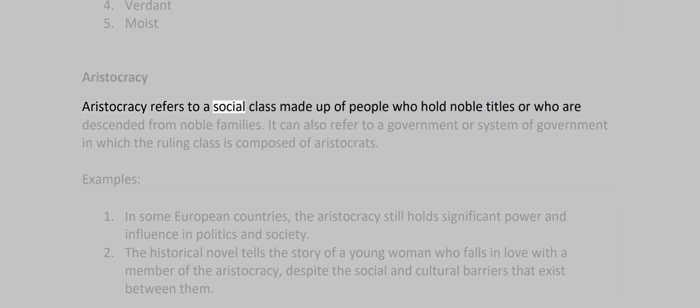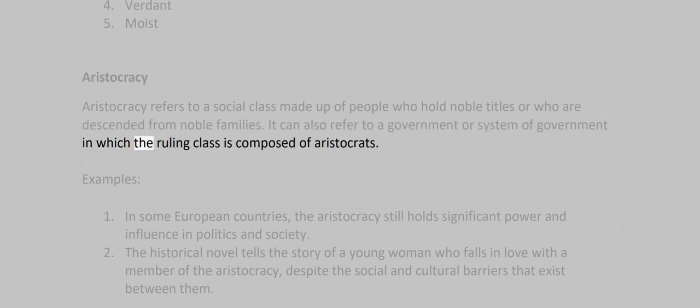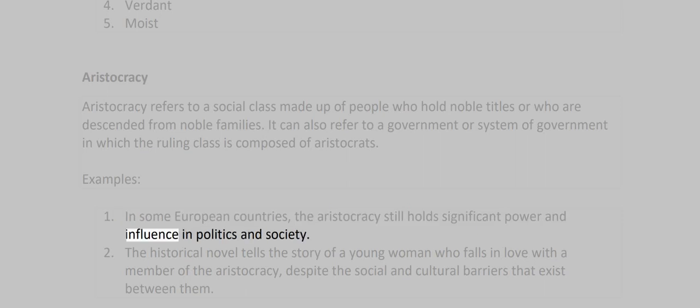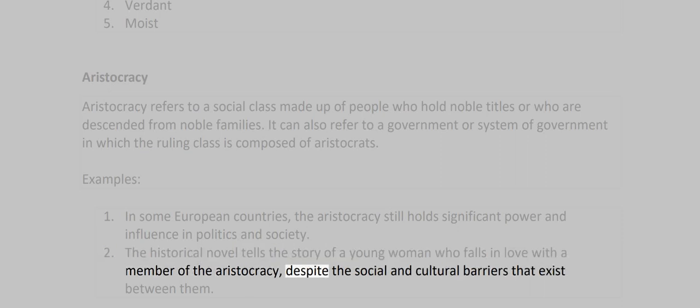Aristocracy refers to a social class made up of people who hold noble titles or who are descended from noble families. It can also refer to a government or system of government in which the ruling class is composed of aristocrats. Examples. 1. In some European countries, the aristocracy still holds significant power and influence in politics and society. 2. The historical novel tells the story of a young woman who falls in love with a member of the aristocracy, despite the social and cultural barriers that exist between them.